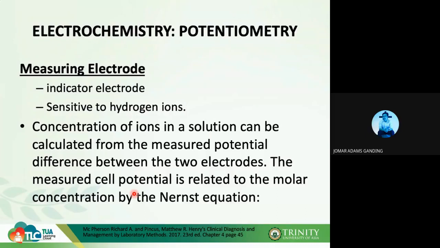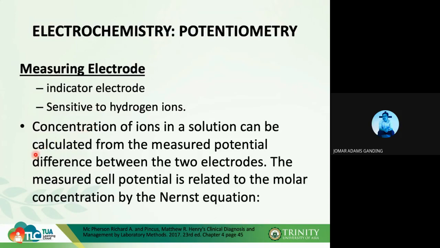Okay? So, measuring electrode. Sir, why is it that it was mentioned here that it should be sensitive to hydrogen ion? Because in this case, what we are measuring is what again? Your pH, or your hydrogen ion concentration. So meaning to say, comparing it now to your reference electrode, your measuring electrode should be sensitive to the analyte that you want to measure. Your reference should be insensitive. It should not be affected by the analyte that you are measuring.